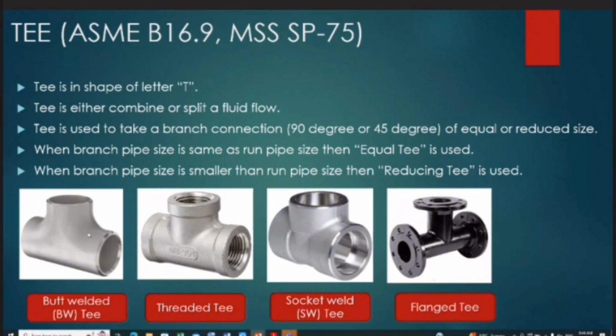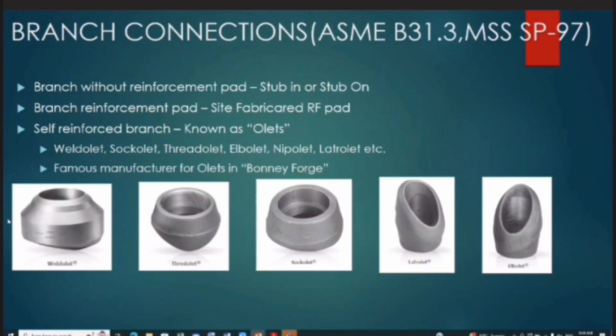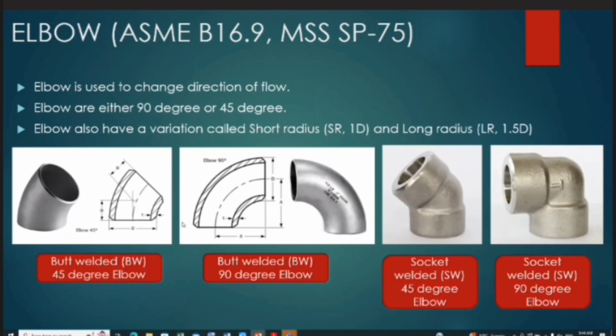Yeah. So a reducer looks like this, eccentric and concentric. Then we have different tees. We have branch outlet, welded, threaded, socket, depending on the connection of the pipe. So if a branch pipe is plain end, then we use socket. If a branch pipe is welded, then we go for the welded. And if a branch pipe is threaded, then we go for the threaded. Okay.